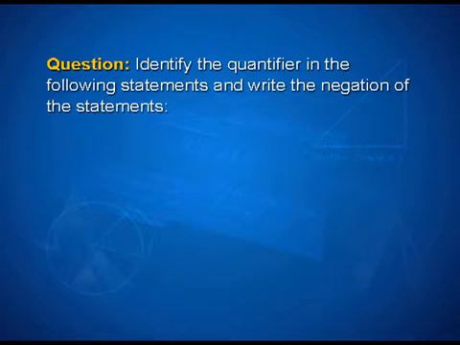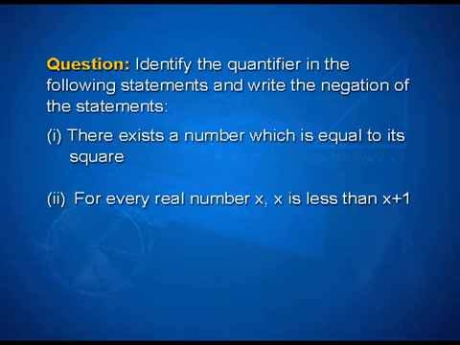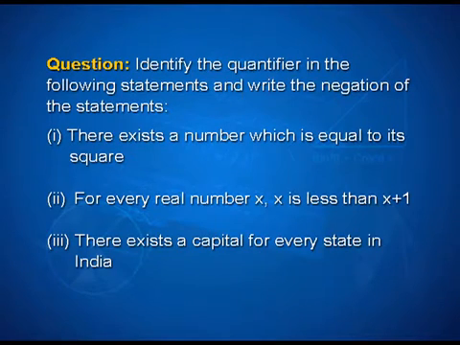Now, let us solve an example here. Identify the quantifier in the following statements and write the negation of the statements. First, there exists a number which is equal to its square. Second, for every real number x, x is less than x plus 1. Third, there exists a capital for every state in India.